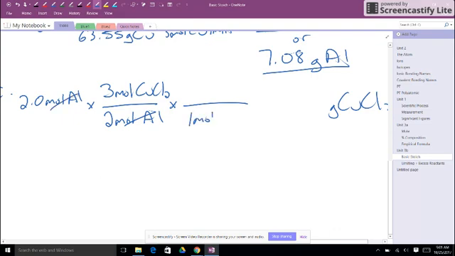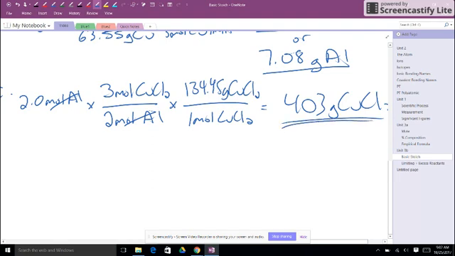And 1 mole of copper chloride is 134.45 grams of copper chloride. Now we get 403 grams of copper 2 chloride about. I think this answer is great. But if we're trying to use 2 sig figs, I think 4.0 times 10 to the second would be even better.